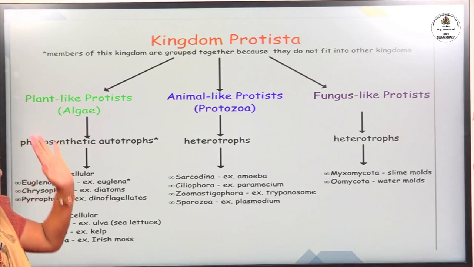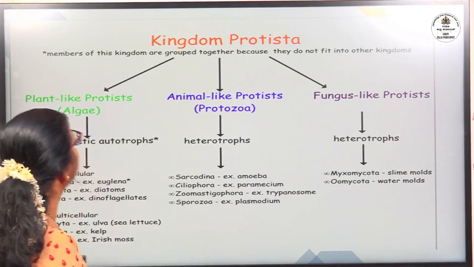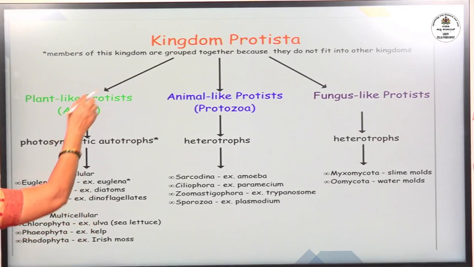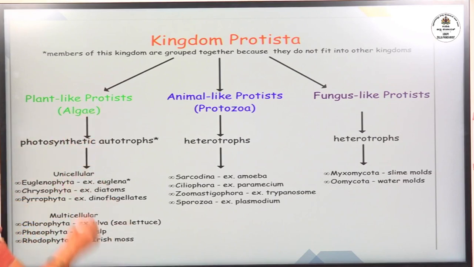Okay, next one is kingdom Protista. Kingdom Protista, that is unicellular eukaryotic organisms, both plant like and animal like. Under plant like, that is algae, they are photosynthetic autotrophs. So they are grouped into different groups: unicellular euglenophyta, then chrysophyta, that is diatoms, golden brown algae, pyrophyta, that is dinoflagellates, these are unicellular, and multicellular chlorophyta, phaeophyta and rhodophyta.